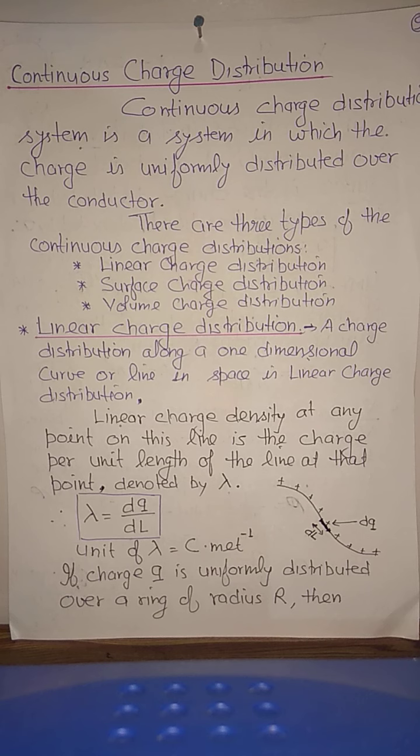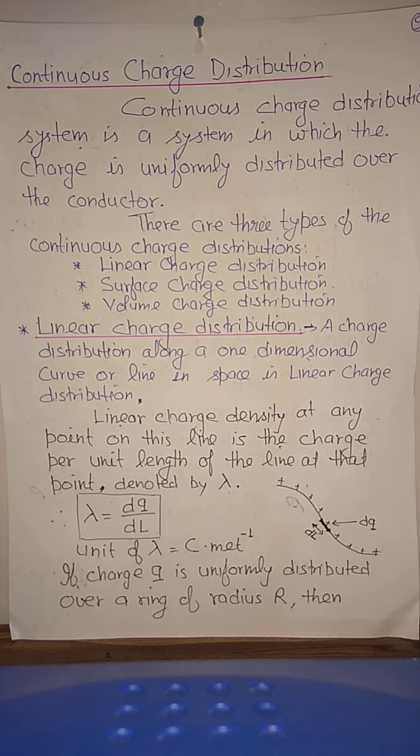I will take the first topic, linear charge distribution. From the name, it is clear that when charge is distributed along a one-dimensional curve or a line in space, then this will be linear charge distribution. Clear? Charge distributed along a one-dimensional curve or line. Right? Now, what is linear charge density? Related to the same topic, linear charge density. This is the important point.